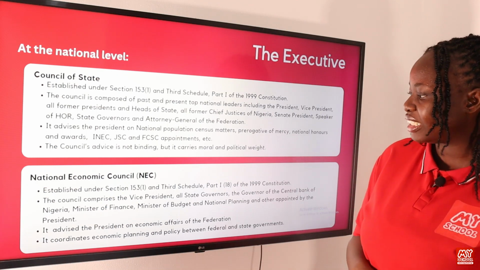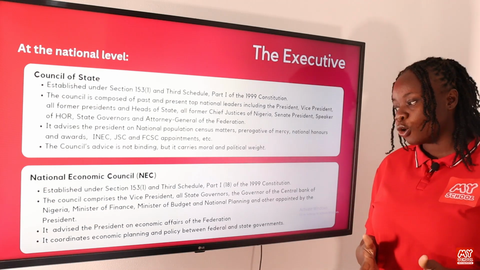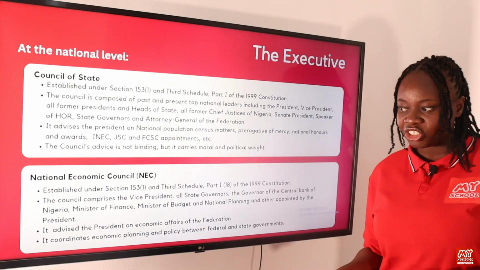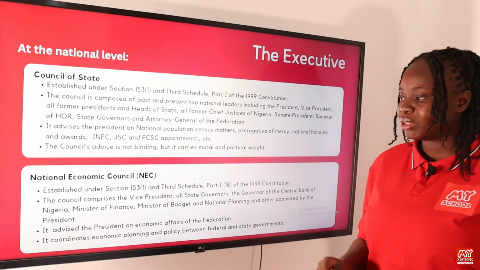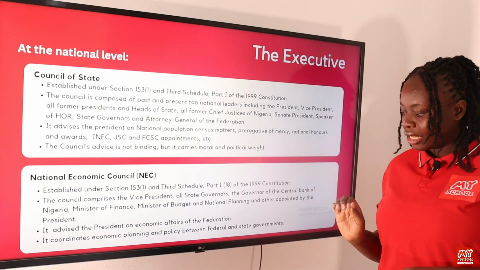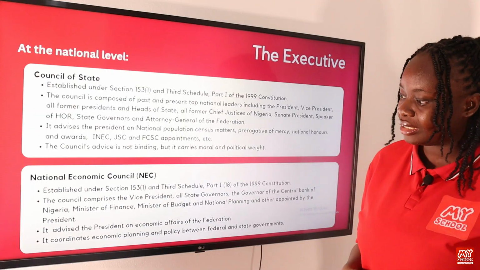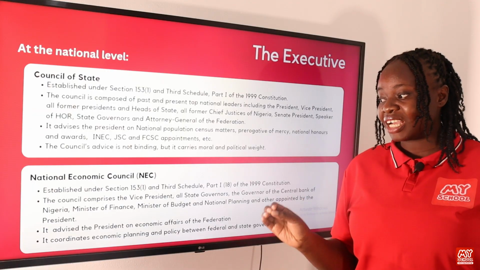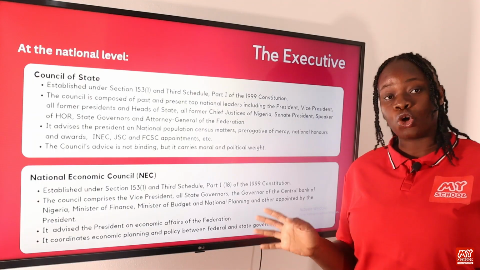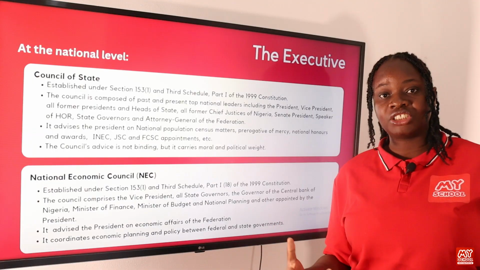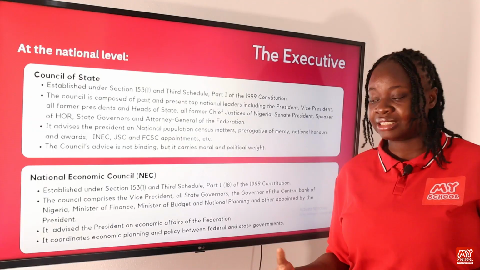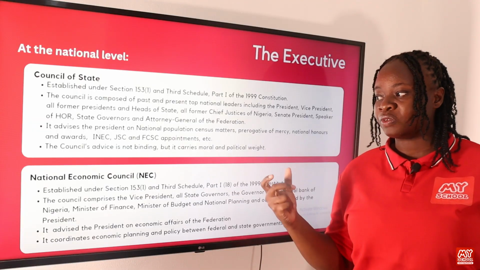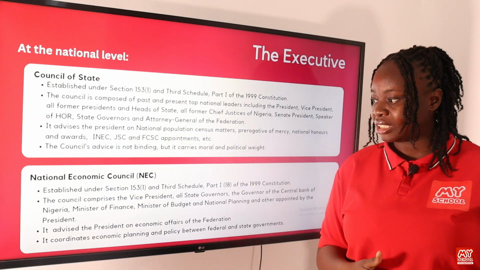So the council comprises the vice president, all the state governors, the governor of the Central Bank of Nigeria, the Minister of Finance, the Minister of Budget and National Planning, and others appointed by the president. What they do is advise the president on economic affairs of the federation. So anything relating to economic issues, economic policies, it is the responsibility of this council to advise the president.